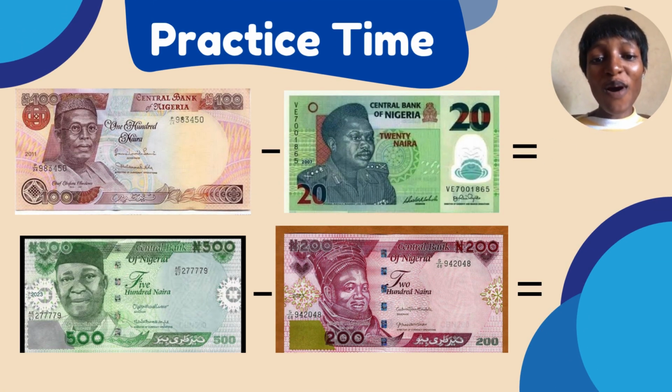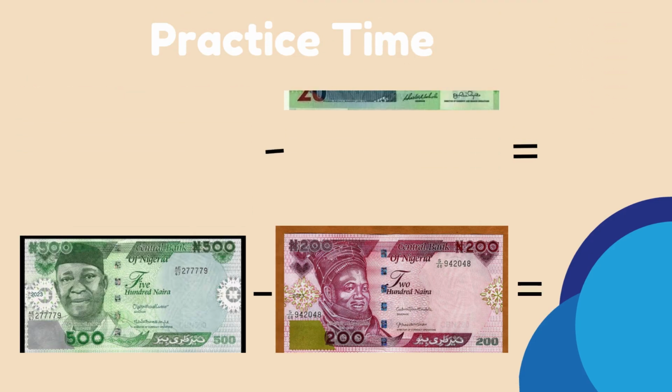It's practice time. Now let me know how far you've gone about learning this subtraction of money. So you're given 100 naira and you're told to spend 20 naira. So subtract 20 naira from 100 naira. How much will be your change? So 500 naira minus 200 naira. Subtract 200 naira from 500. So how much will be your change? So let me know in the comment section.